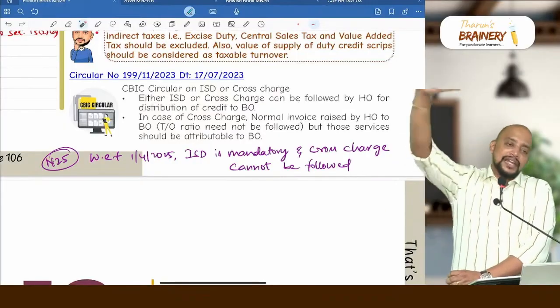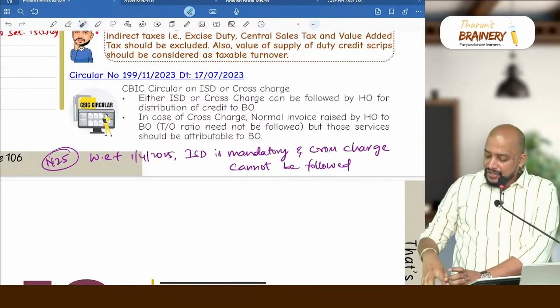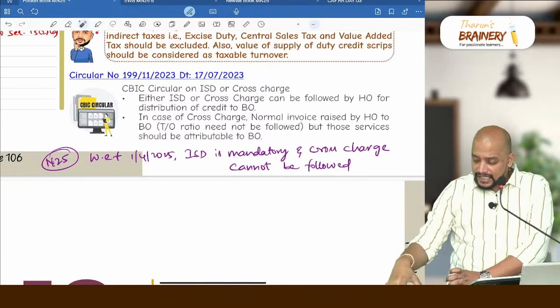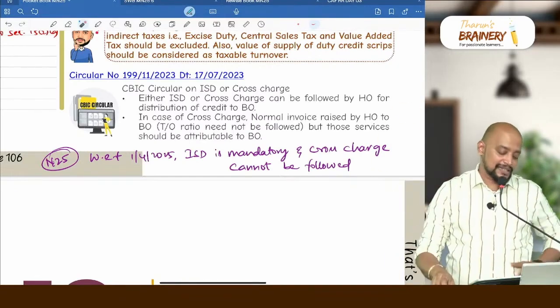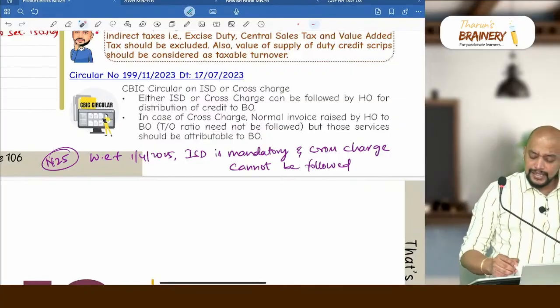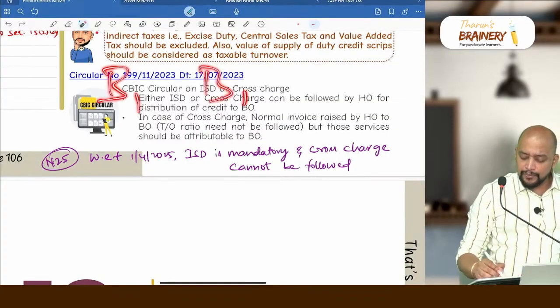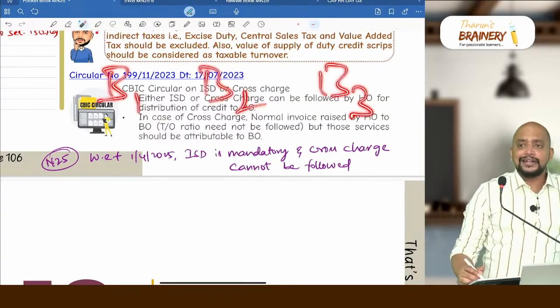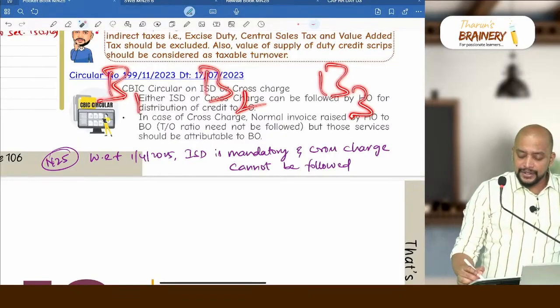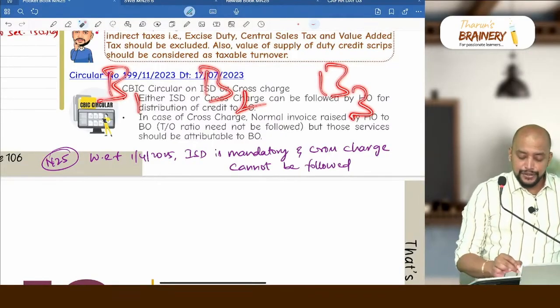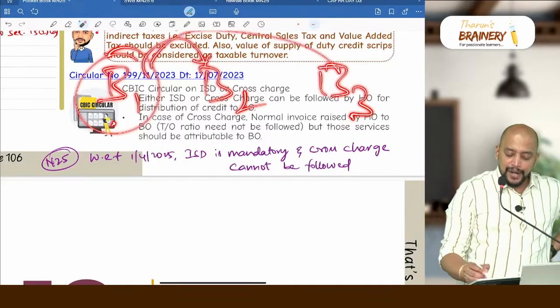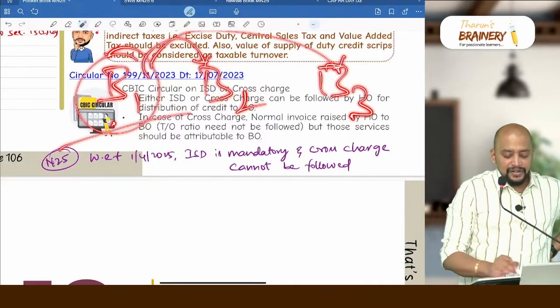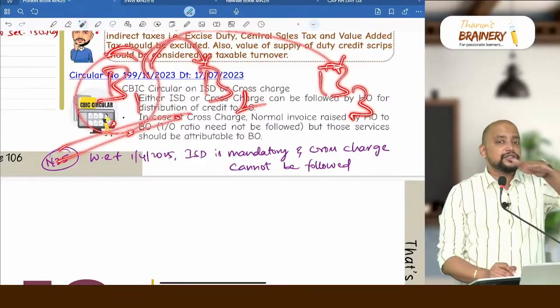There is no concept of ISD. One branch or one division or one head office will receive the invoice and in turn raise the invoices to the other branches. For example, we have say 3 branches, branch 1, branch 2, branch 3, and a chartered accountant raised invoice for audit services to branch 1. Now what will branch 1 do? It will in turn raise invoice to branch 2 and branch 3 and will enjoy the ITC. This is called cross charge.